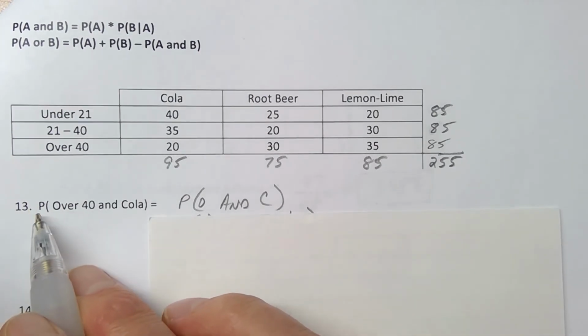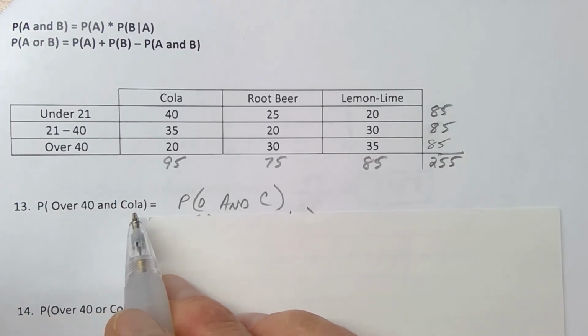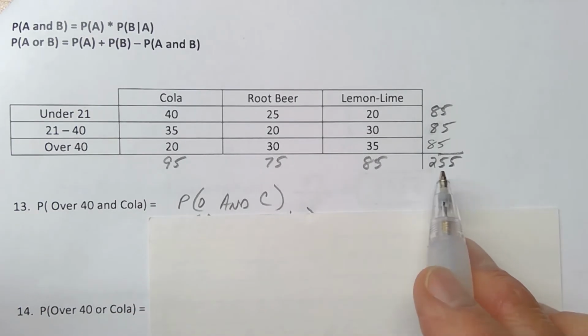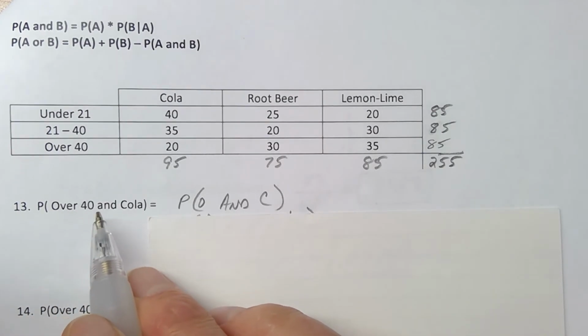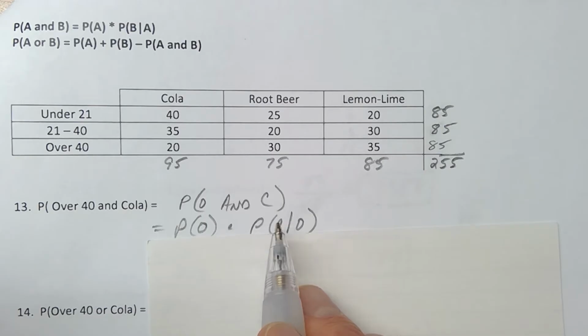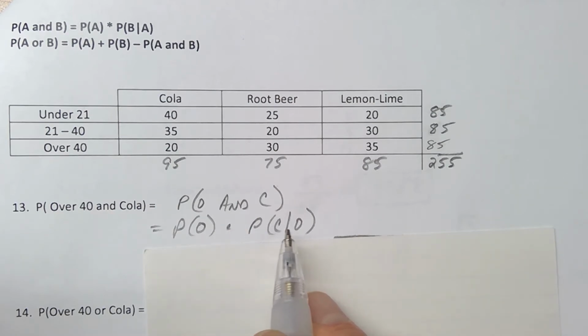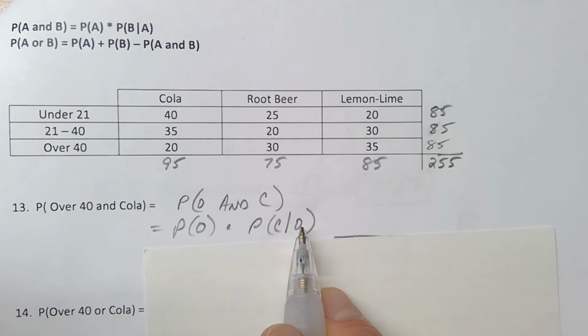Now what if I want the probability that a person picked at random out of a hat was over 40 and liked cola? So out of all the people in the hat, 255 surveys, so pretend there's 255 people in the hat, what's the probability I pick somebody out that is over 40 and likes cola? That's our AND rule. AND rule is the multiplication rule. So that's the probability that you pick an old person times the probability of cola, given that you're only looking at the old people.